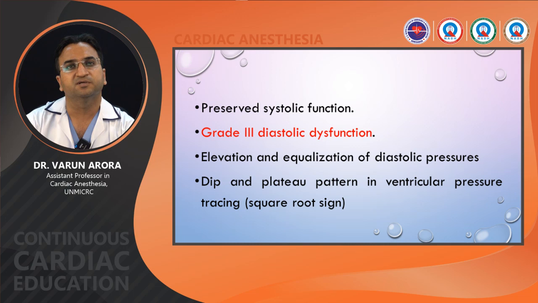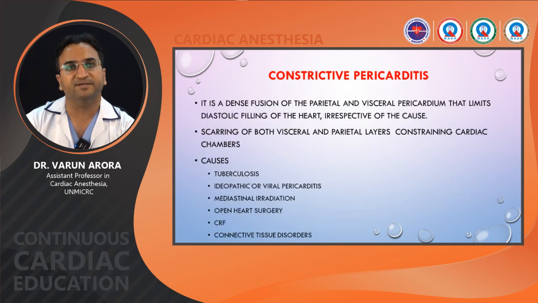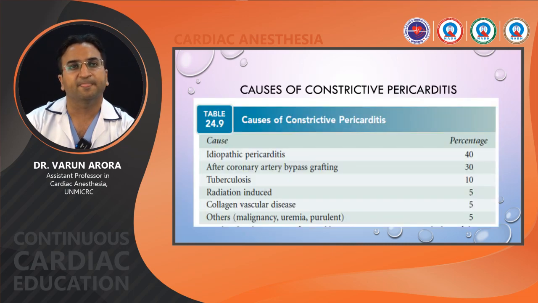So coming to constrictive pericarditis, it is a dense fusion of the parietal and visceral pericardium that limits the diastolic filling of the heart, irrespective of the cause. There is scarring of both visceral and parietal layers constraining the cardiac chambers. Causes can be tuberculosis, idiopathic or viral pericarditis, and mediastinal irradiation. Coming to the percentages, idiopathic pericarditis accounts for 40% of cases, and after coronary bypass grafting, up to 30% of cases. Tuberculosis is also an important cause, contributing 10% of cases.